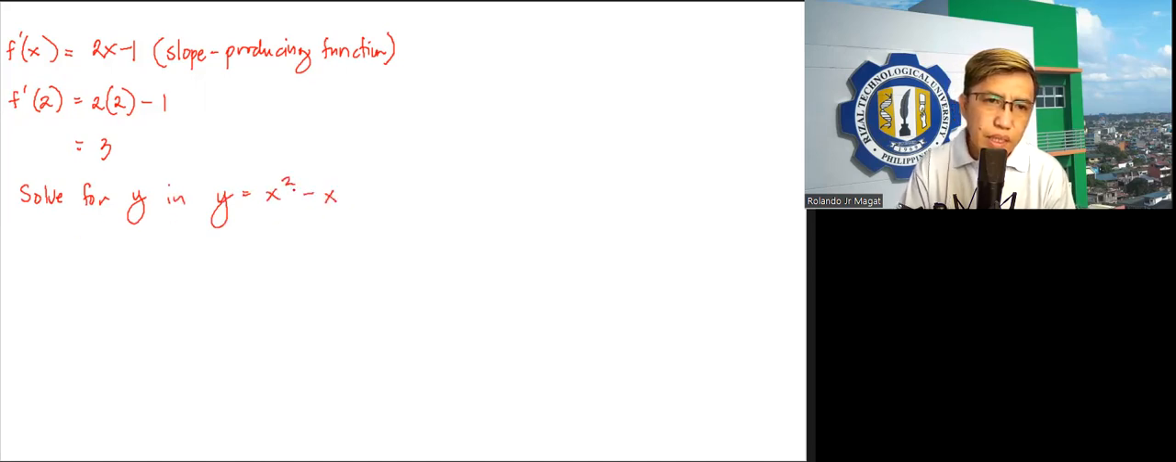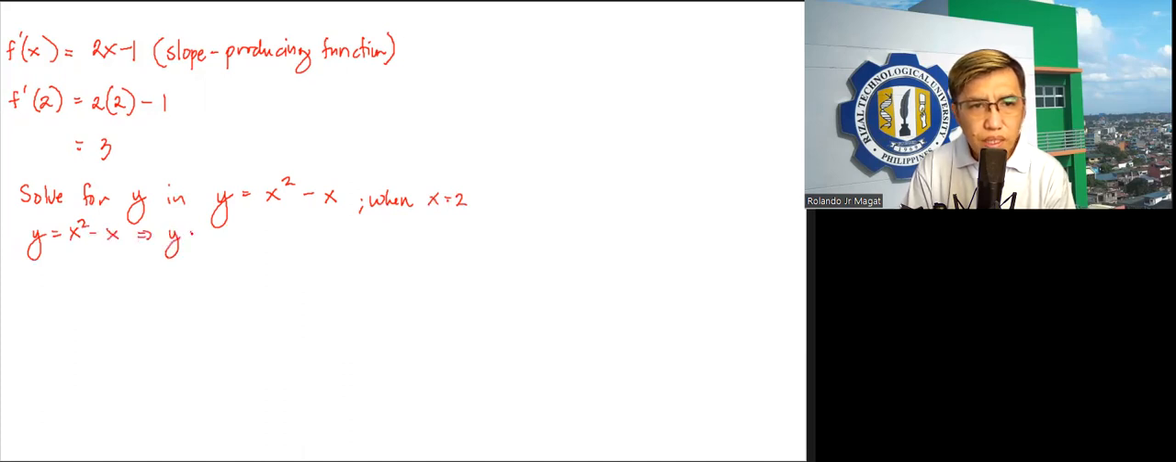So we know that x is equal to 2. Okay, when x is equal to 2, y is equal to x squared minus x implies that I have y is equal to 2 squared minus 2, which further implies that I have y is equal to 2. Okay, I already have a value of y whenever x is equal to 2.